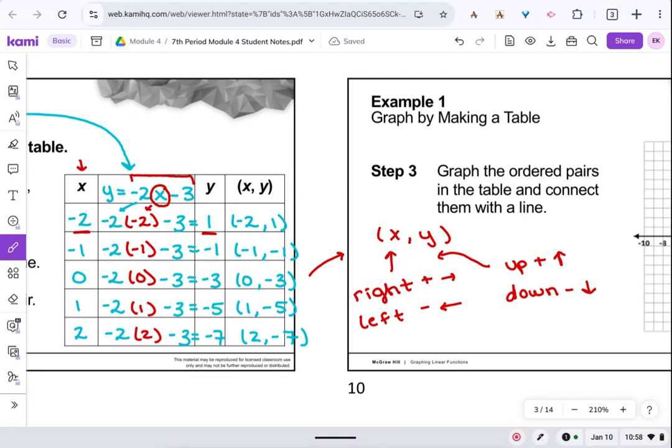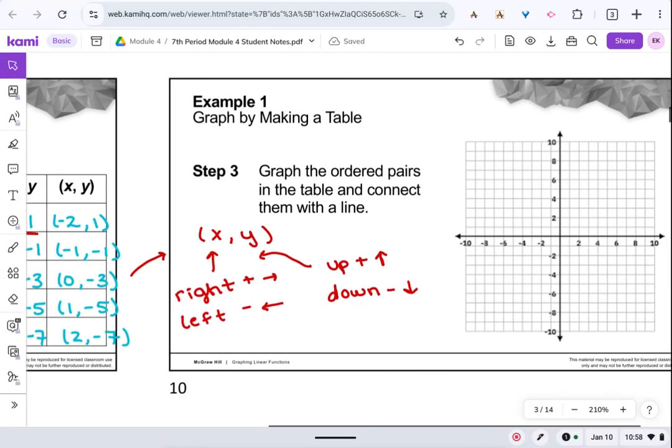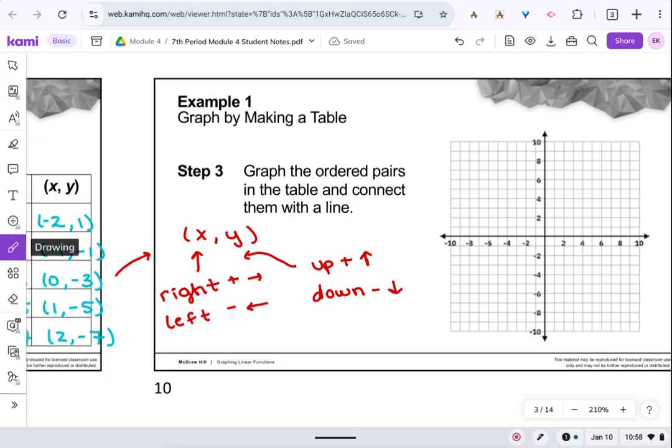So for example, this first point, -2, comma 1. The -2 tells me I need to go left 2, and the 1 tells me I'm going to go up 1. So if I look at my graph here, -2, comma 1 will be left 2, up 1, and then we're going to put a point. Okay, so that is the first point, -2, comma 1. Our next point is -1, -1. So left 1, down 1 is going to be right here.